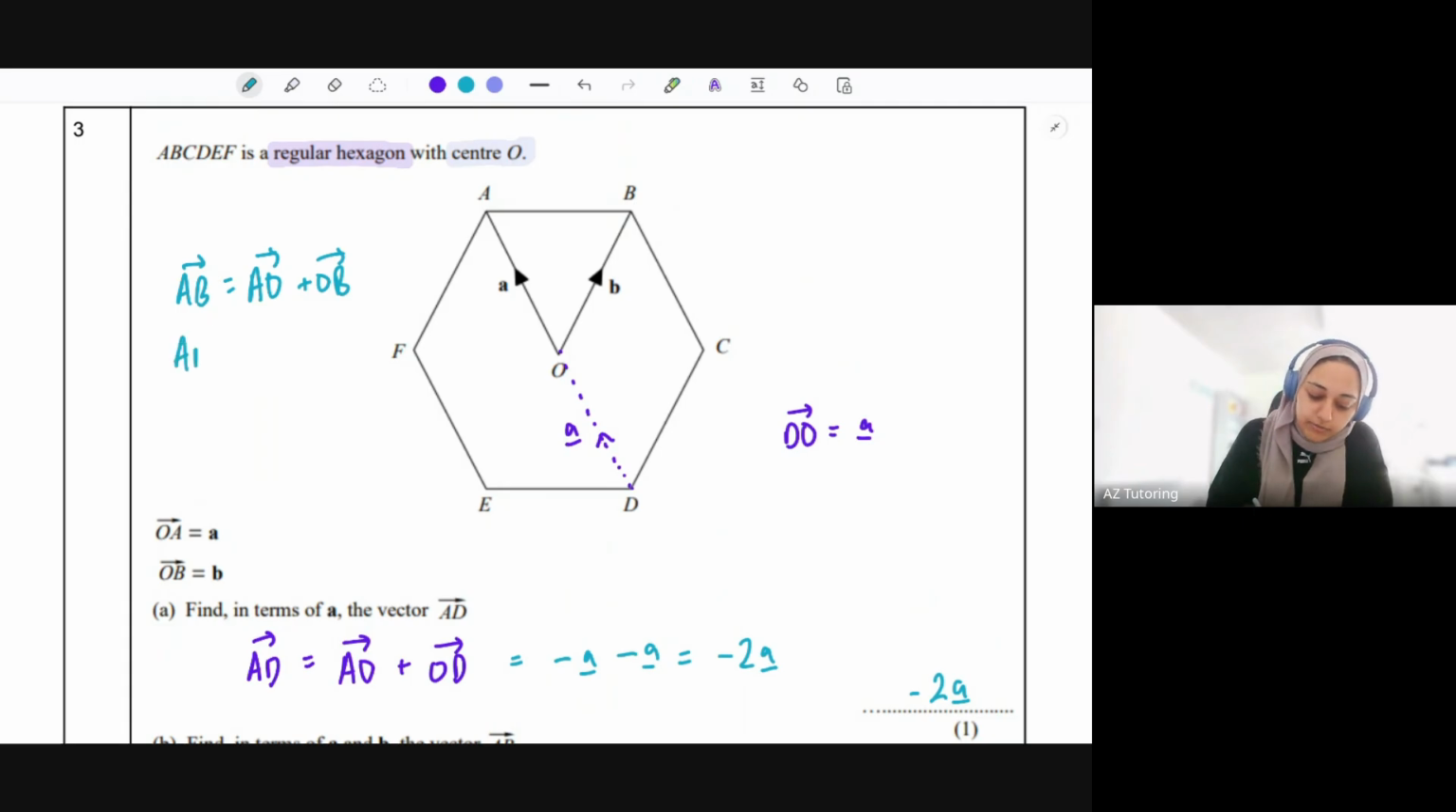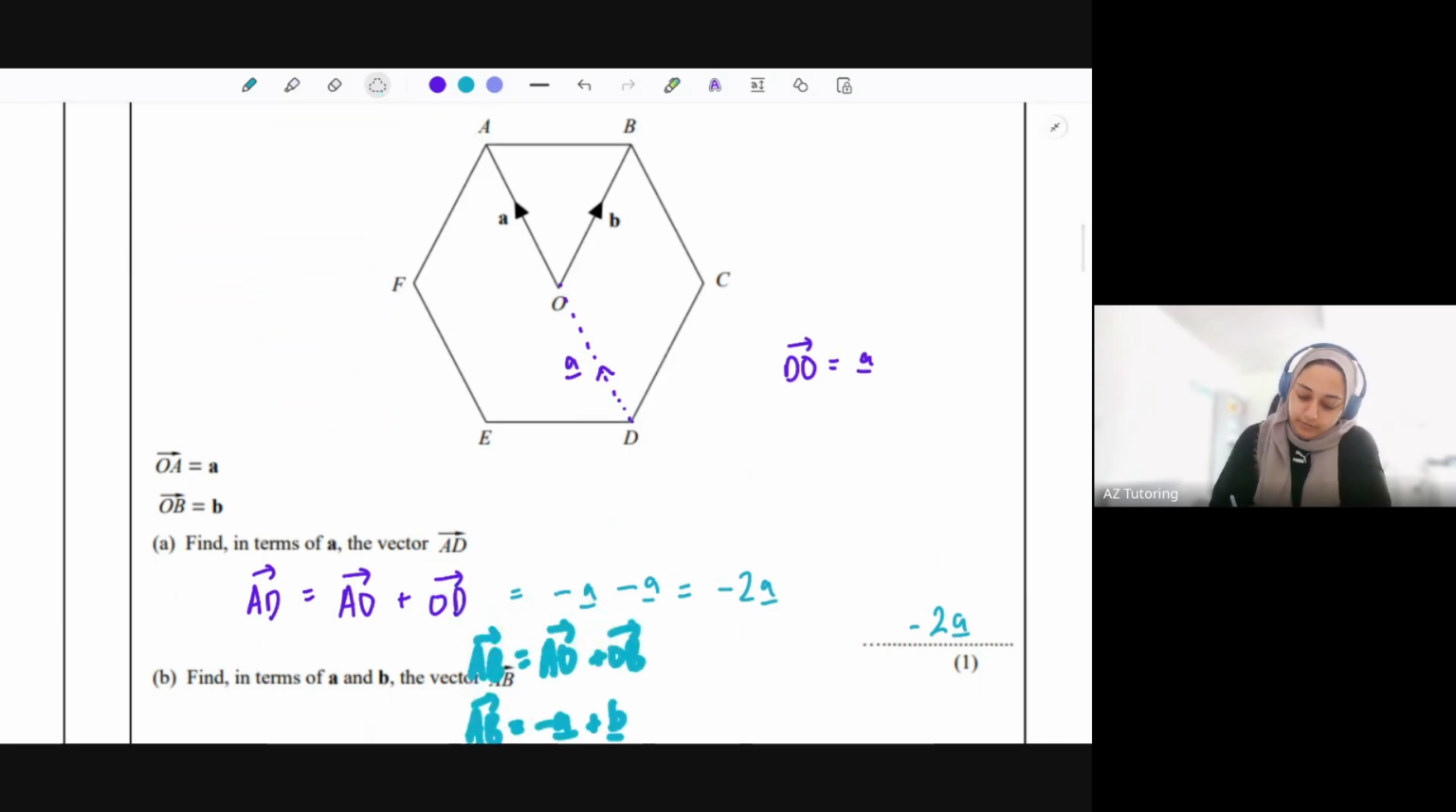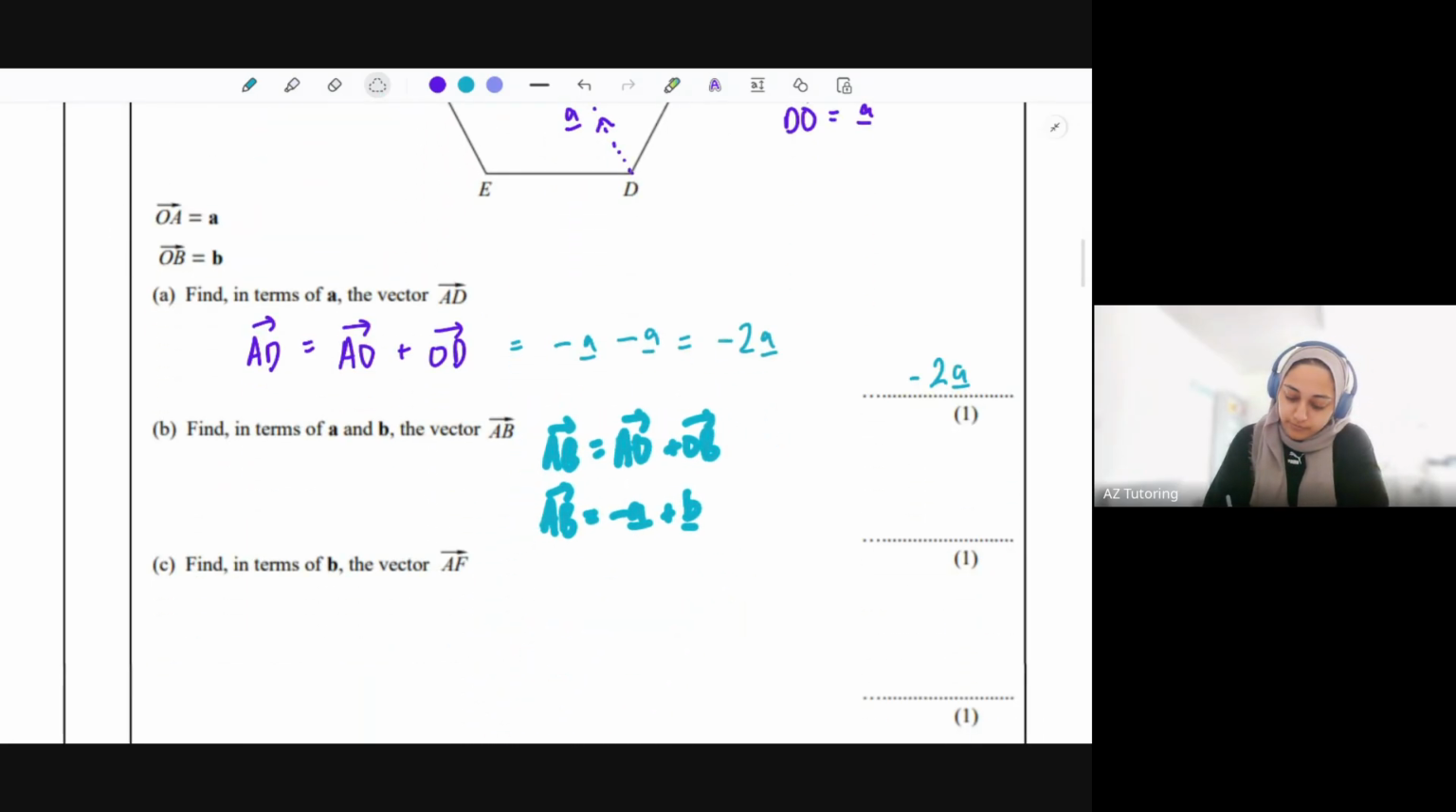And A to O, we know that's minus A, since we're going against that direction. And then O to B is just B, so plus B. And that's our answer for that one, minus A plus B. Let's bring this down. So final answer is minus A plus B.